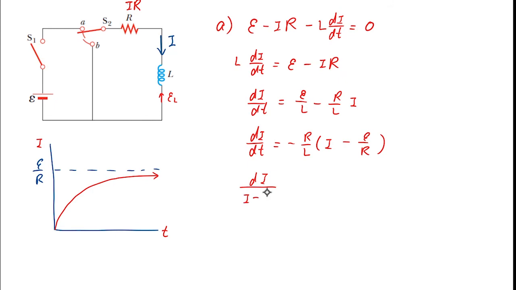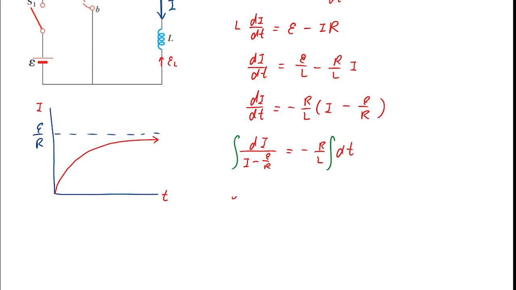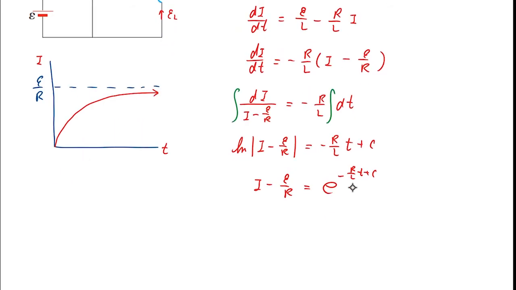So di over I minus E over R is equal to negative R over L, leave this on this side, dt. And you want to integrate both sides. Good. And this is ln, and we are sure, I minus E over R, like that, equals negative R over L, t plus C. Okay? Exponentiate both sides, so I minus E over R is equal to e to the negative R over L, t plus C. So far, so good? We rewrite this with a different constant, so I minus E over R is equal to A e to the negative R over L t. My A here is equal to plus or minus e to the C.